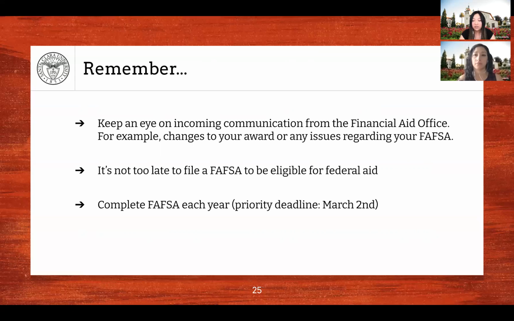And if you haven't filled out a FAFSA yet, it's not too late. You can fill it out as soon as possible. And then once we receive it, we will add any federal aid that you're eligible for to your financial aid package. And then just a final reminder to complete your FAFSA each year, especially for Cal Grant eligible students, since you have to do the FAFSA by March 2nd.